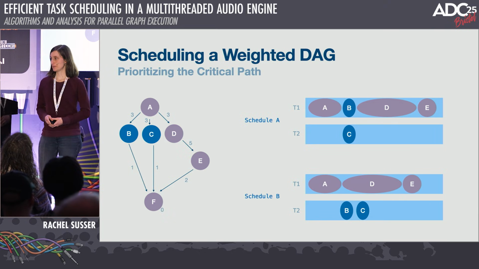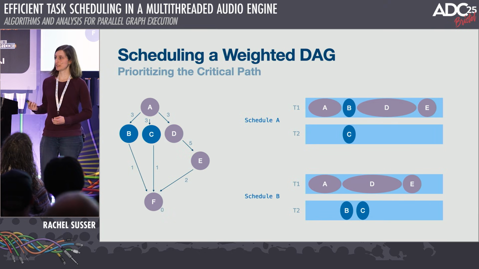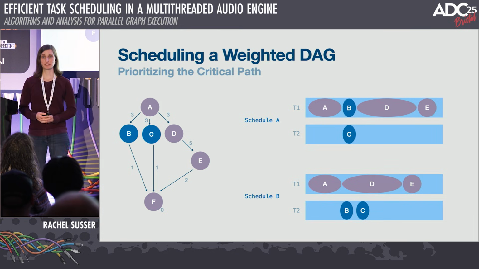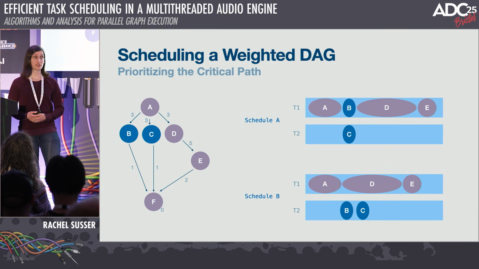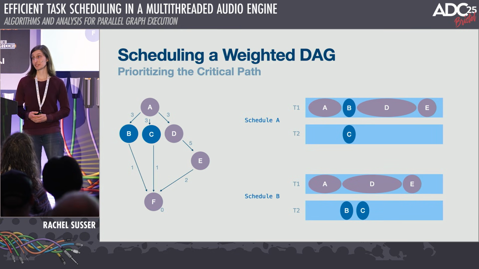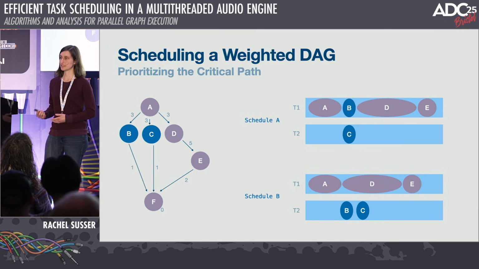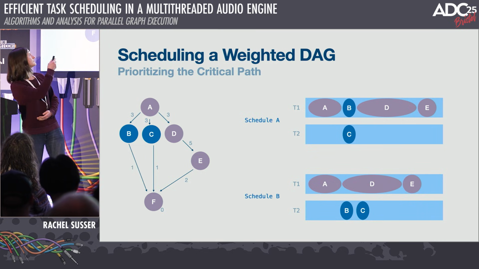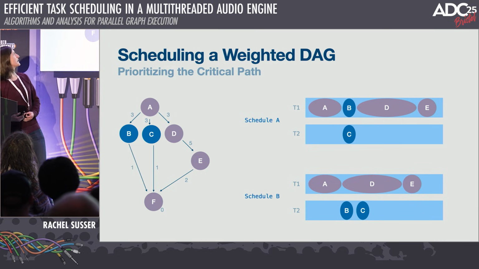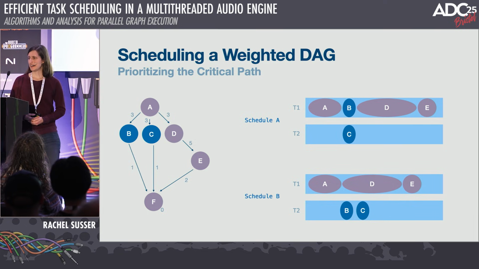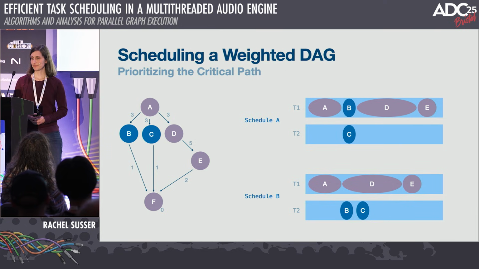The papers I've read about doing this prioritize scheduling nodes that form part of the critical path. In this case, the critical path is the most expensive path through the graph, which here is highlighted in, I guess it looks gray up there, it's sort of purple on my screen, which is ADEF.